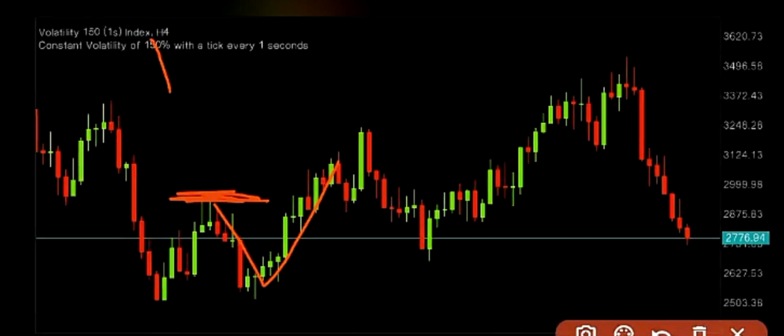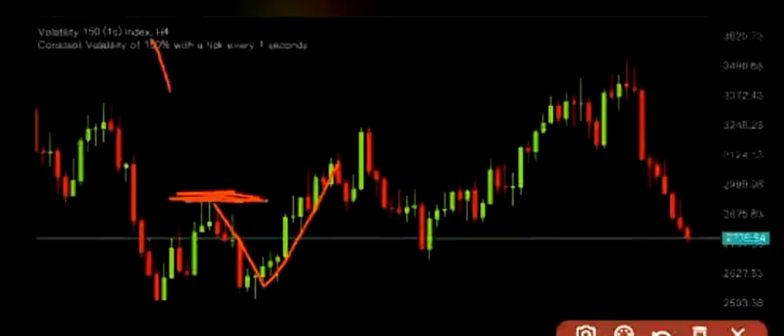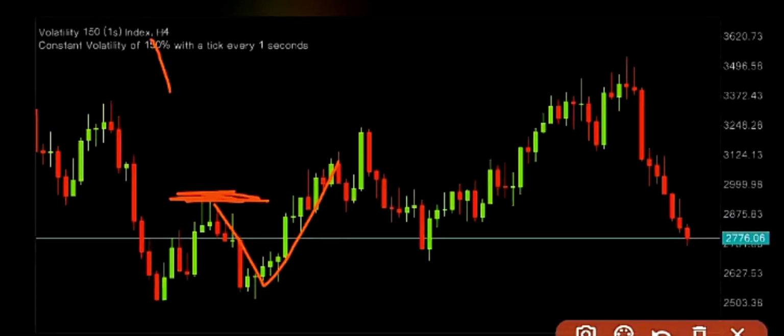That is your change of character that is going to determine whether the market is going to change gears from a selling to buying movement. So this is where you look for them. The change of character you're going to be looking for on the lower time frame is for confirmation entry.